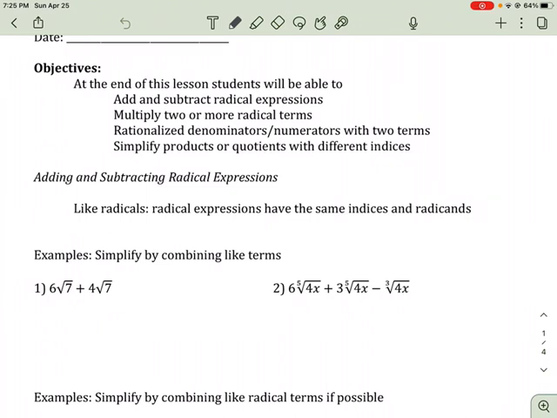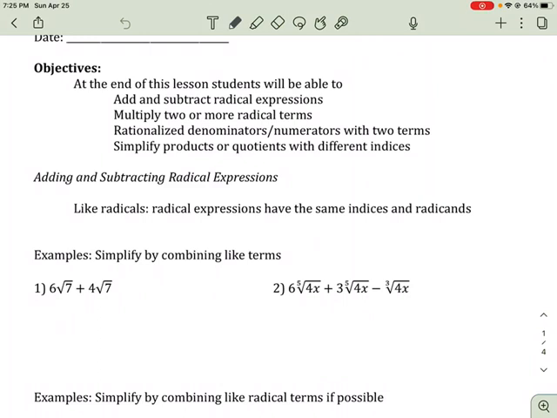The first thing we have to worry about is, are they alike? So think of this as similar to adding and subtracting like terms with variables. You can only add a 4x with another x. You can't add an x with an x squared. They are different terms. So that's kind of like what we have here.